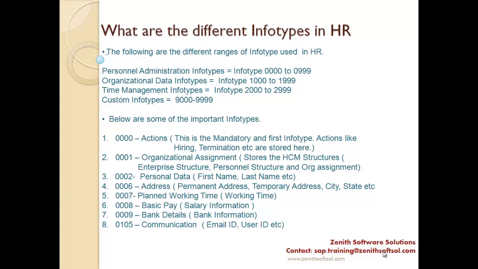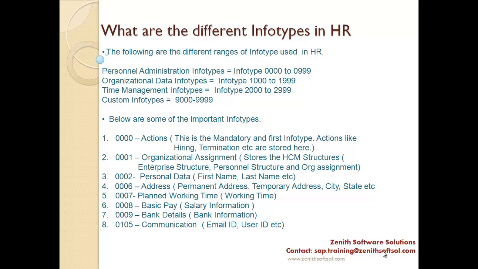What is a custom info type? Let me explain. In case the company is looking for an info type for some other purpose and they cannot find that info type in the standard ranges which SAP has provided, then they go to the custom range like 9000 to 9999 and they create their own info type. So any info type which starts with 9 is a custom info type, meaning that the company has designed it for its own purpose. SAP has not delivered that info type for any purpose.